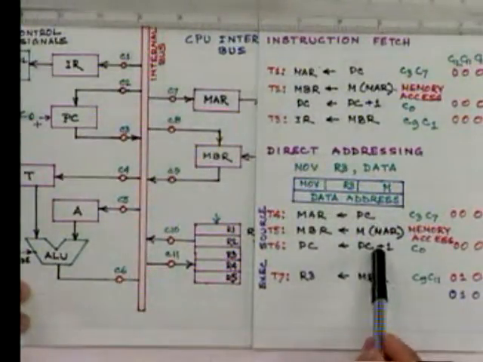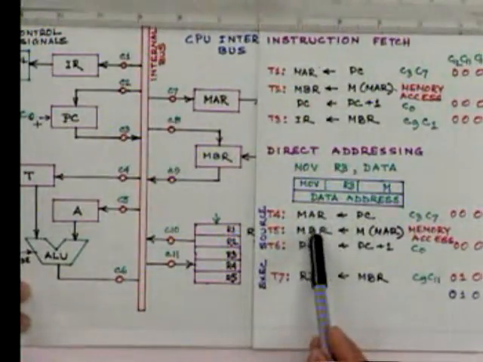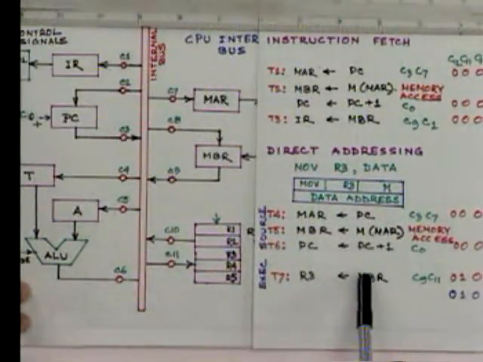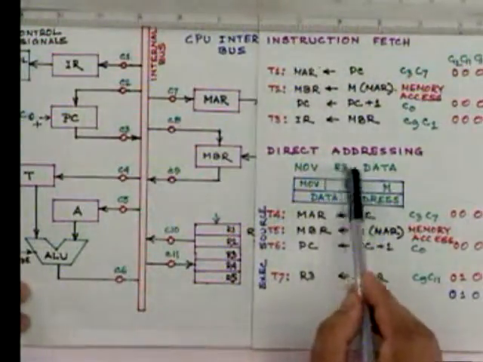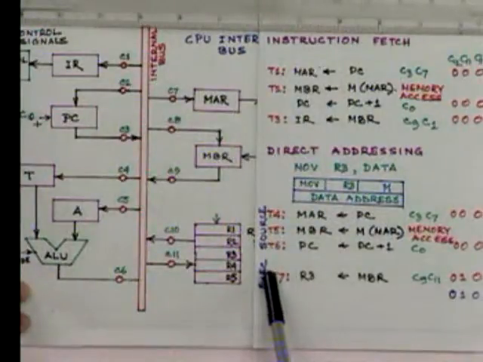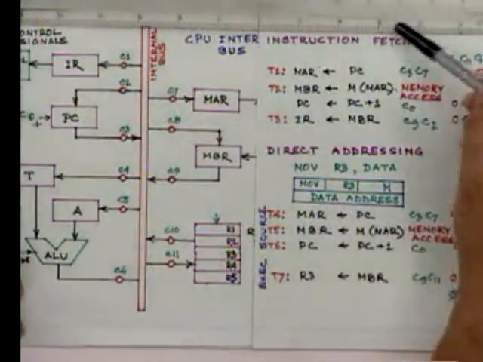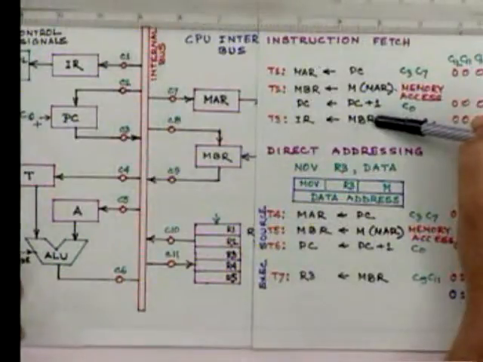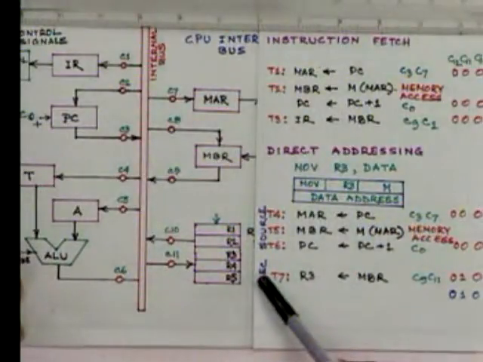Once you have the data here in the MBR, the content of the MBR will be sent to R3, so that this instruction is executed. We can tell that this is as if it is an execution cycle. Now mark one thing: to execute this instruction, first the instruction fetch cycle has to be executed, then a source cycle has to be executed, and then the execution cycle has to be completed.